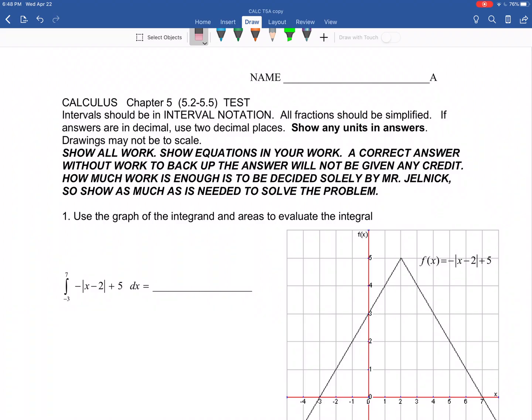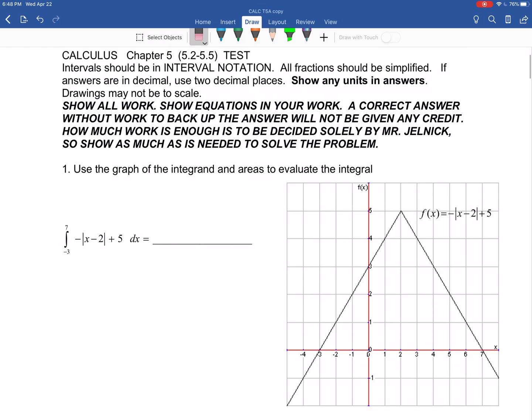This is going over the Calculus Chapter 5 test. Let's see what we got here. The first two problems, they want us to find the integral using area. So the first thing we do, look at our limits. It says from -3 to 7 under the graph.